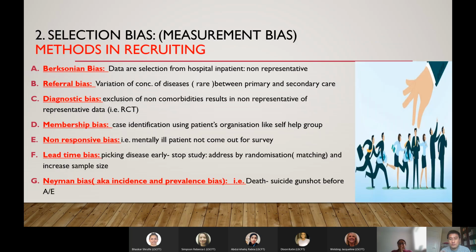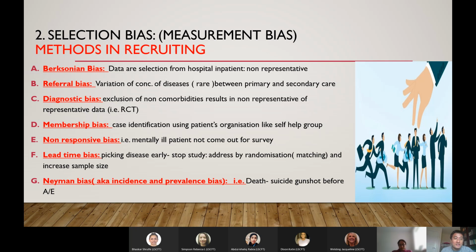Okay, we are about to finish 5 slides and then we'll take a break. If anything has to do with hospital, this is the bias. This is the selection bias. In selection bias, there are 7 biases. For hospital, there's Berksonian bias. Referral bias is, for example, that the rare cases might only be referred for the secondary services.